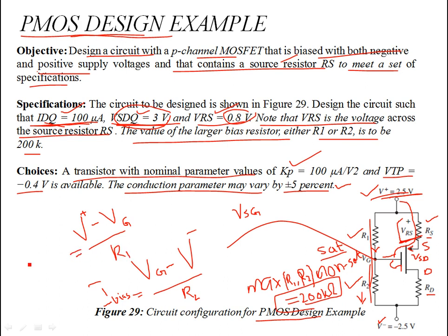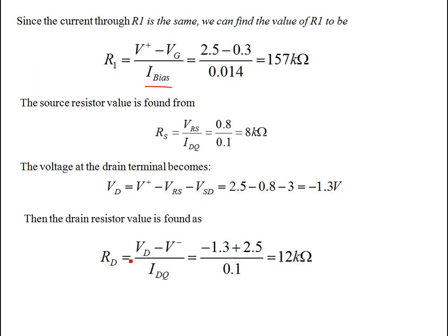R1 is your I bias, and you know what I bias is. You know what V positive is, you know what VG is. So all you need to do is determine your R1. That can be done, and if you do so, you find that R1 is 157 kilo ohms for the same bias current. So the source resistor is found from VRS.